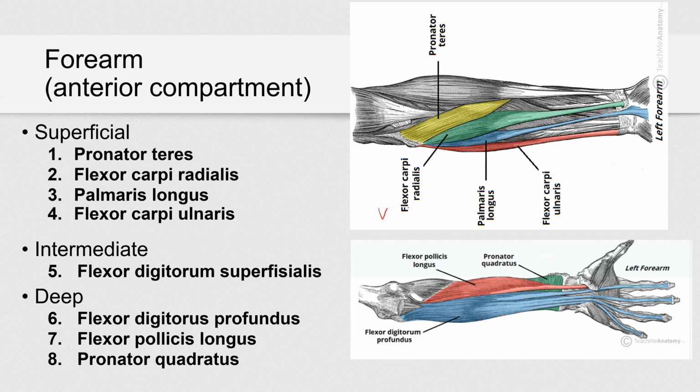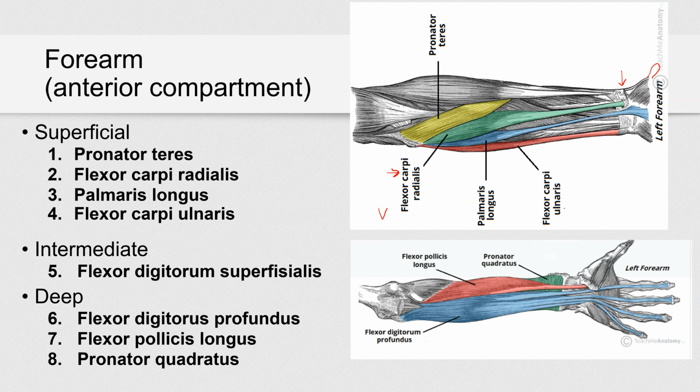Flexor means it's going to flex. Carpi means its insertion is on a carpal bone. So it's your wrist. It's not going to your fingers. It's just going to your carpal bones. So it will flex your hand at the wrist level. It's going to flex your wrist. And why do we call it radialis? Because it goes to where your thumb is, your pollex or thumb. The radius bone is over here, so that's on the radial side.